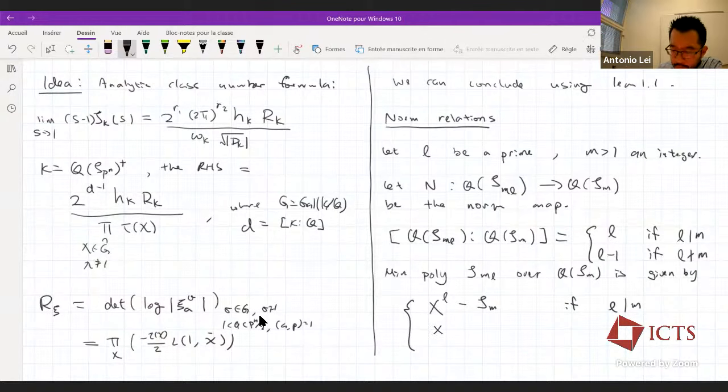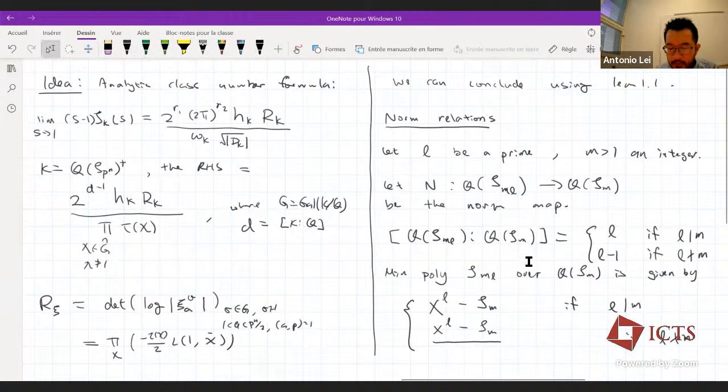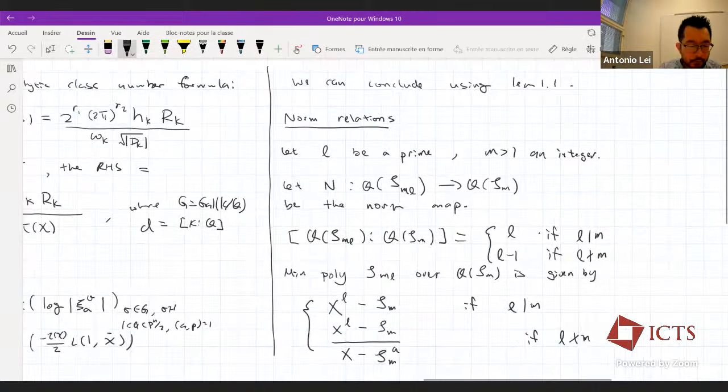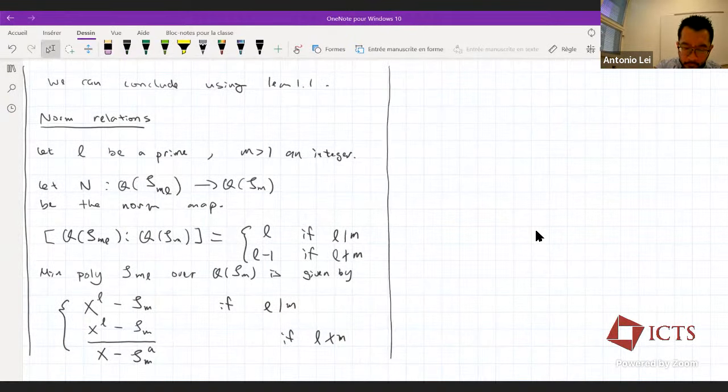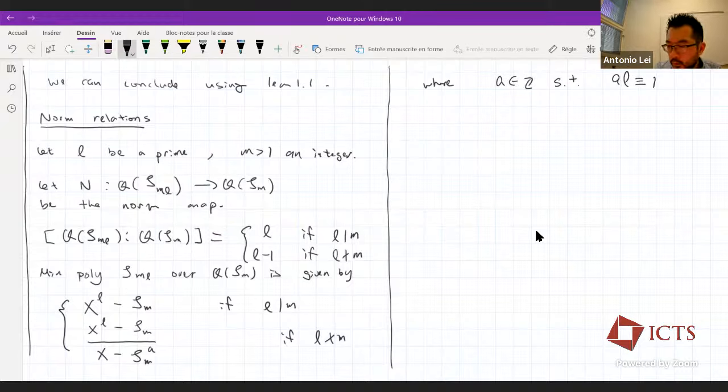If L does not divide M, it is slightly more complicated. So clearly your zeta ML is still a root of this polynomial, but one of the roots will be, in fact, already in the ground field, namely x minus zeta M to the a, where a is an element in Z such that a times L is 1 mod M, right?